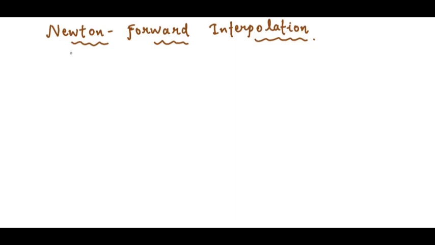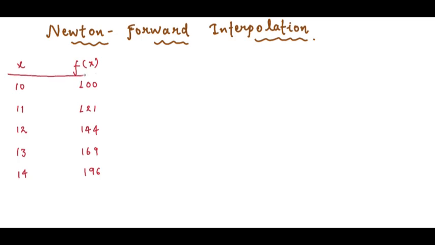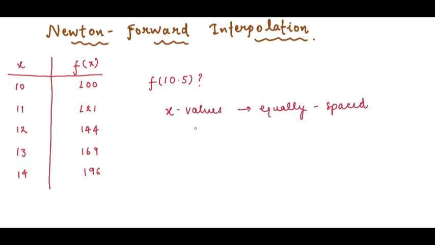So let's just begin. Suppose we have the following data: x values as 10, 11, 12, 13, 14, and f(x) values as 100, 121, 144, 169, and 196. And suppose we want to estimate f at 10.5. The x values are equally spaced here, as 11 minus 10 is 1, 12 minus 11 is 1, and so on. Also, 10.5 is close to the beginning of the table. So this is exactly the type of situation where Newton forward interpolation is useful.